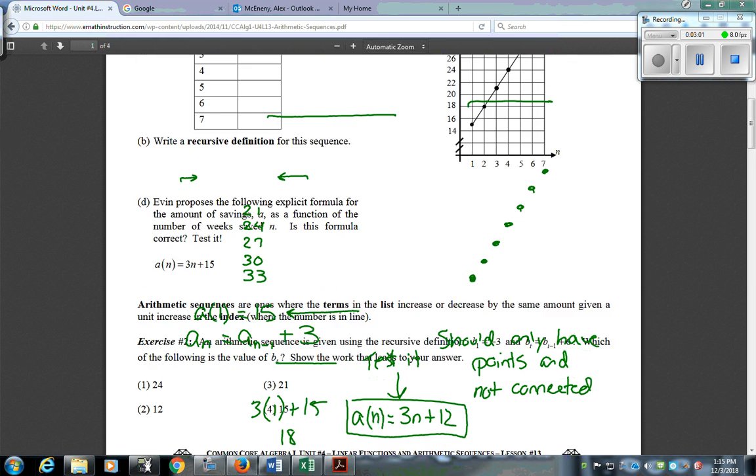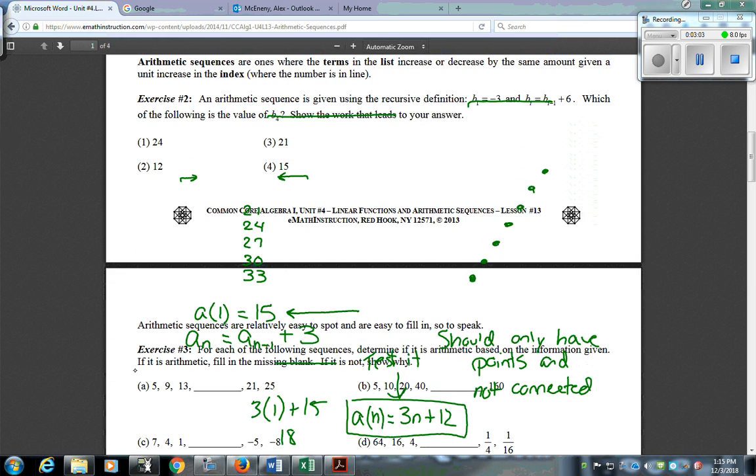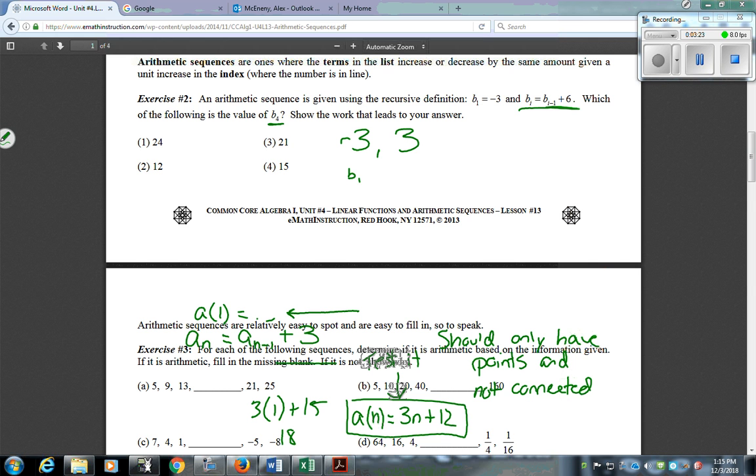Now if we go on to exercise 2, we're talking about an arithmetic sequence. They give us a recursive function. They want us to find the fourth term in the function. So we know the first one's -3. That's our first term. And they want us to add 6 to get the next one. So then we're going to have 3 if we add 6, 9, and then we'll have 15 for the fourth one. And again, the sequence is just a list of numbers.